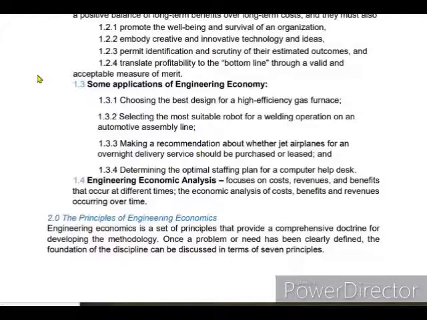Okay, so 1.4, engineering economic analysis focuses on cost, revenues, and benefits. So those are the focus of our analysis here that occur at different times. So the time is a factor also. So the economic analysis of cost, benefits, and revenues occurring over time. Okay, because time is as good as money.